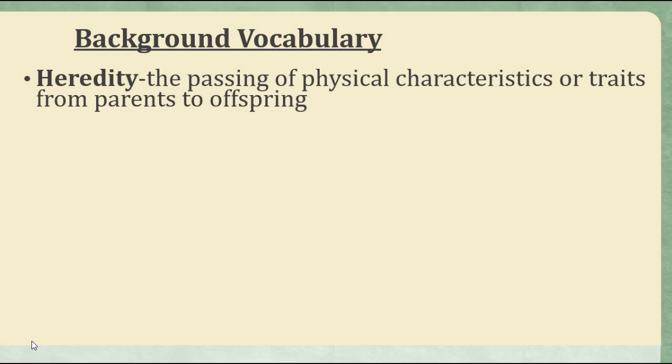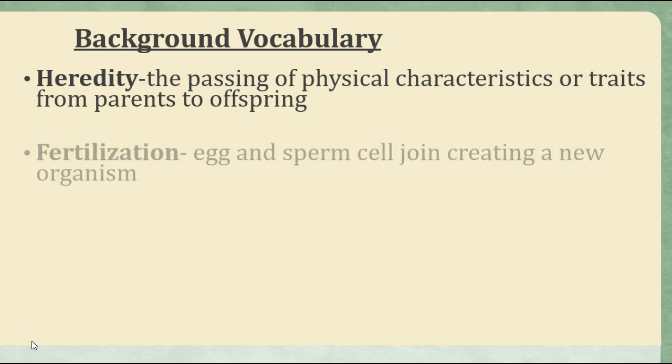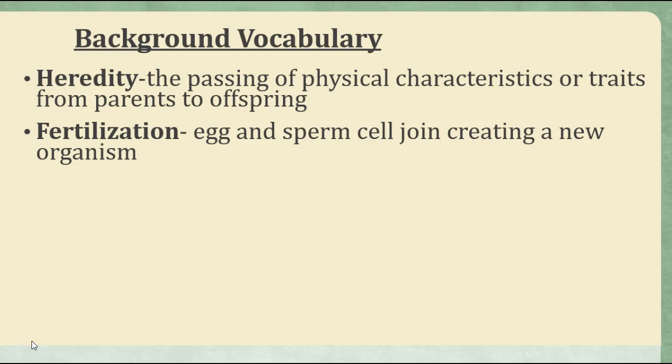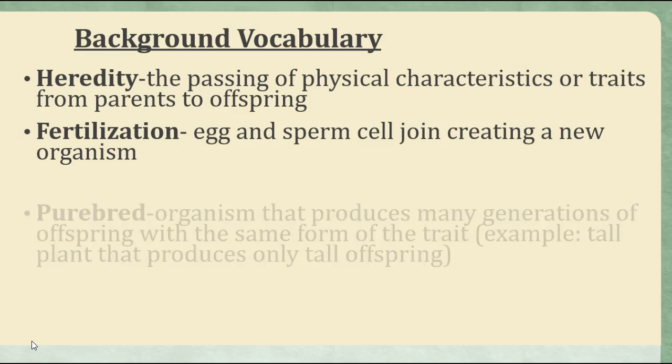And the first vocabulary term is heredity, the passing of physical characteristics or traits from parents to offspring. Fertilization is when an egg and a sperm join together and create a new organism. Their DNA combines to create a new organism with unique DNA.